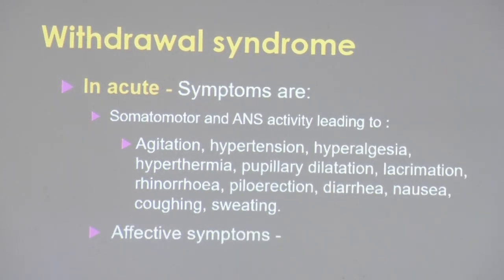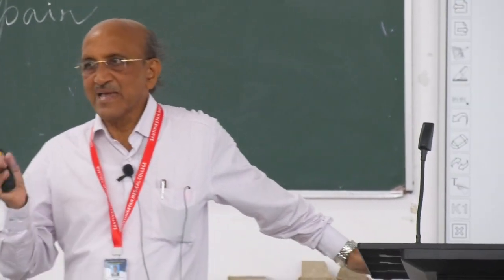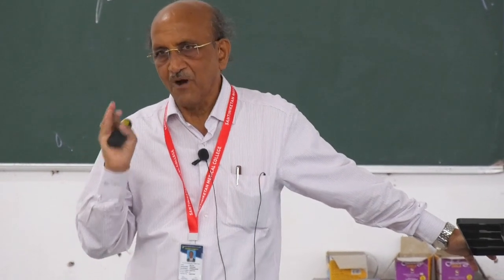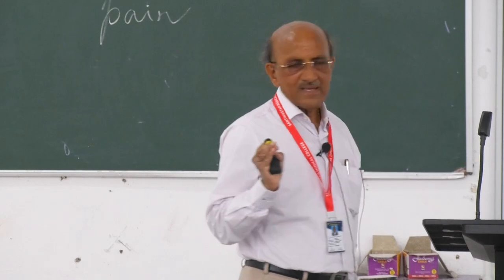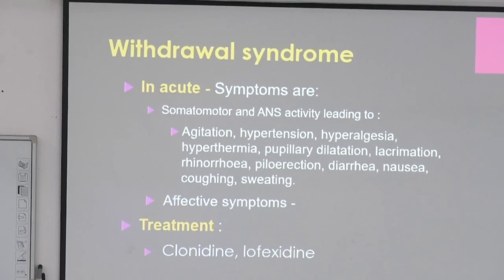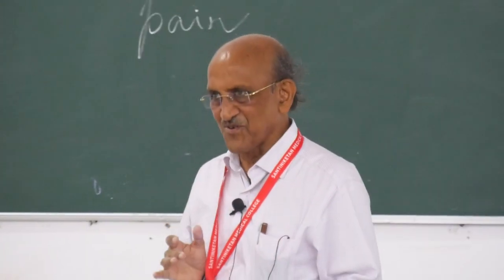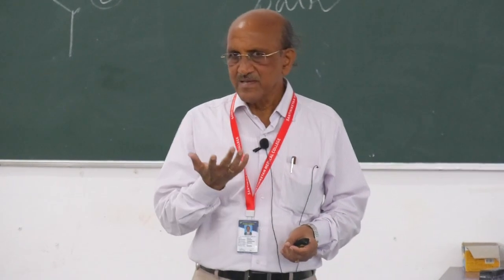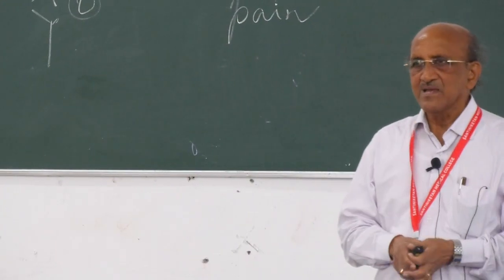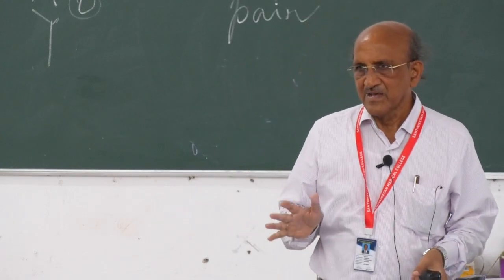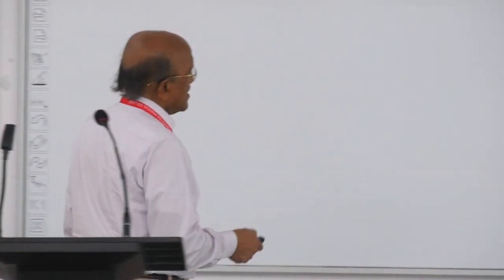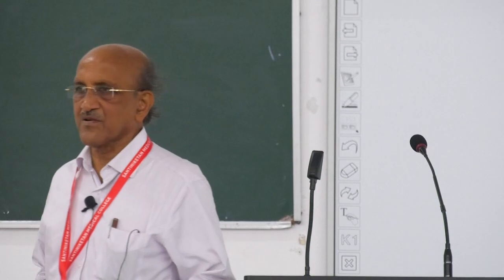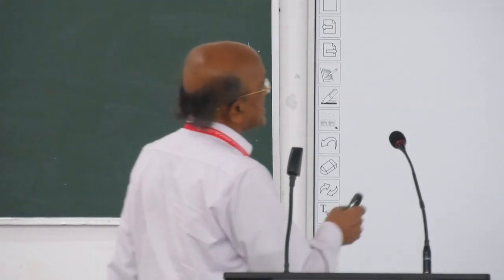Next is the affective part. What will be there? Dysphoria, anxiety, and depression. These three are the affective symptoms of withdrawal syndrome. How will you treat? To cut the autonomic supply: clonidine, an alpha 2A agonist. If we stimulate the alpha 2A receptor in the presynaptic region, it is an autoreceptor, it will inhibit the release of norepinephrine. But the recent drug is lofexidine. It is also an alpha 2A receptor agonist, but lacks the hypotensive action of clonidine. So it is much more useful nowadays for the treatment of withdrawal syndrome.